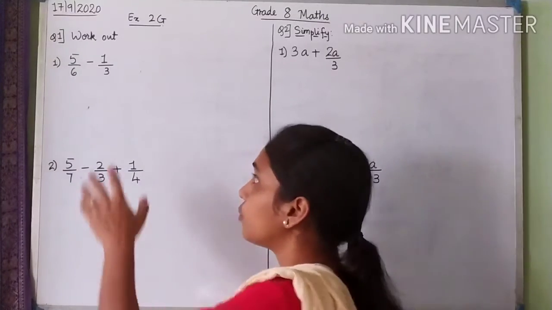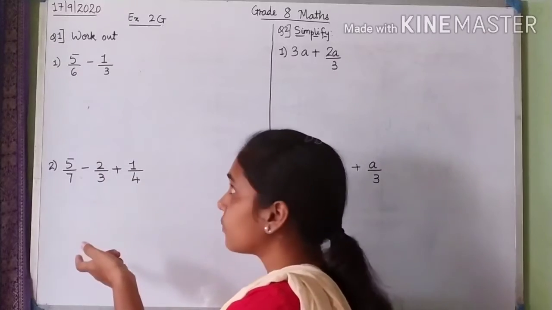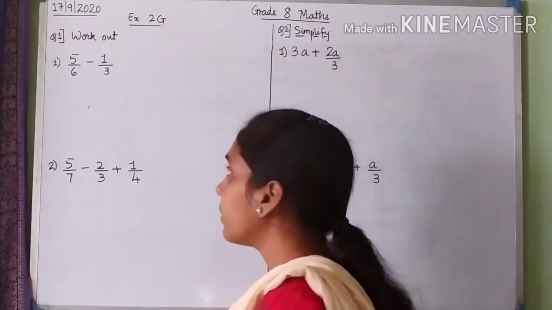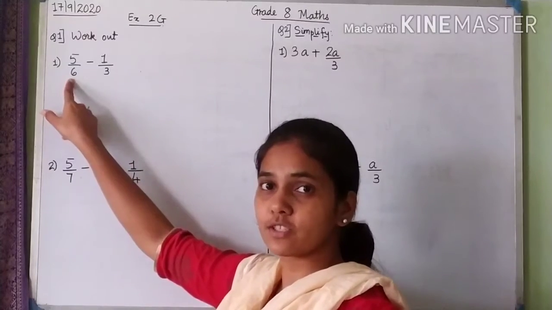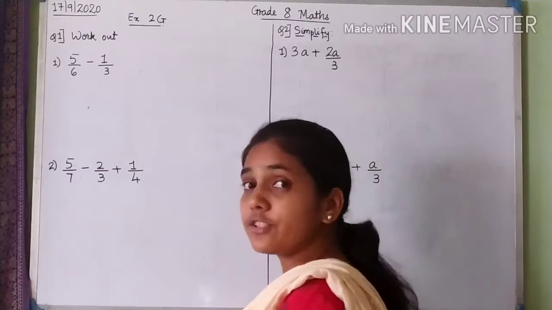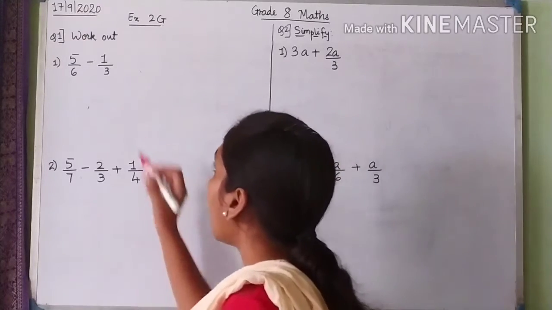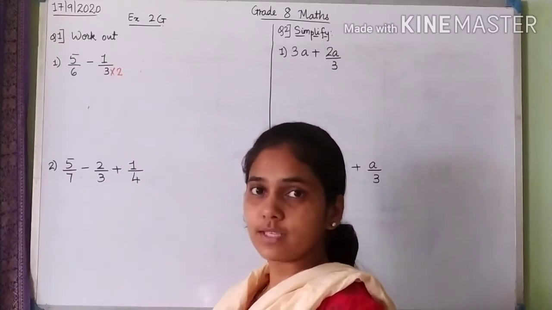Okay, so to make them equal, that is to convert them to 6, what do I have to do? The first fraction is already 6, so I don't have to change the first denominator. Then for the second denominator I have to change it to 6. So how do I change? I multiply this 3 by 2, okay, then it will become 6, right?